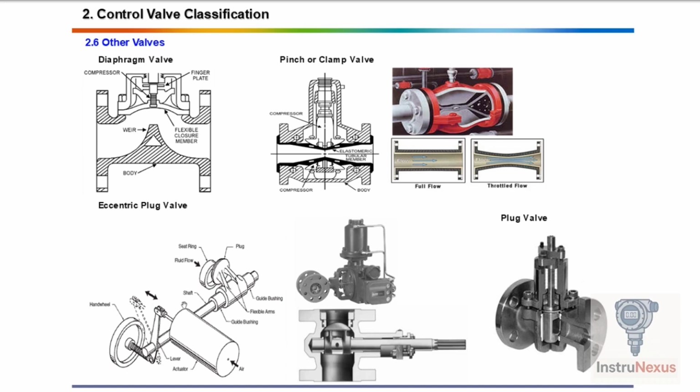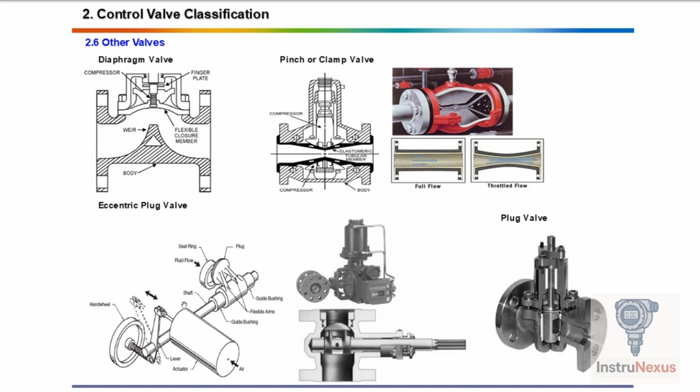Let's look at each one with visuals for better understanding. 1. Diaphragm valve. First up is the diaphragm valve. This valve uses a flexible diaphragm that presses down onto a weir or saddle to regulate or stop flow. It's especially useful for handling corrosive or slurry-type fluids because the fluid never touches the internal moving parts. It's simple, clean, and often used in pharmaceutical and food-grade applications.